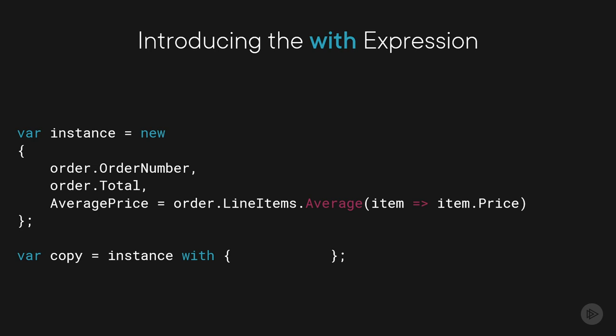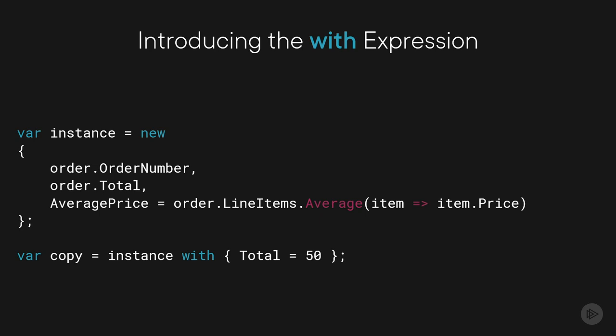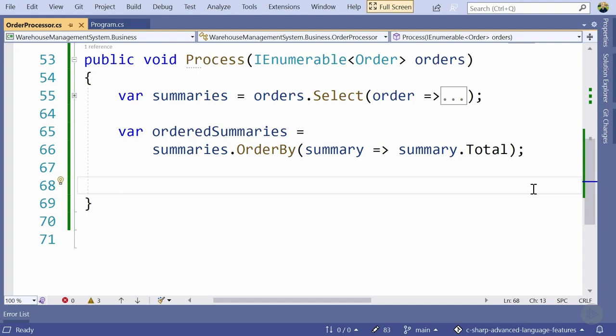It was originally introduced together with record types, which are covered later in this course. Using the with expression does not allow you to add or remove properties. It's simply a way to create a new instance of the same anonymous type with some different values. For example, let's say that you want to change one of the order summaries and apply a 25% tax on the price. Because it's read-only, you have to construct a new instance.